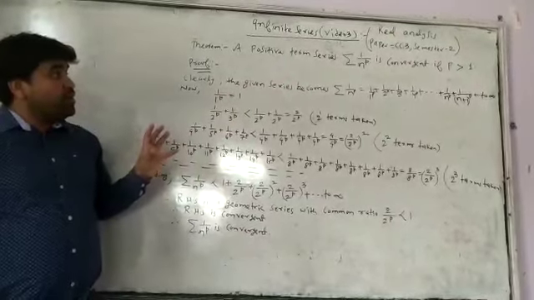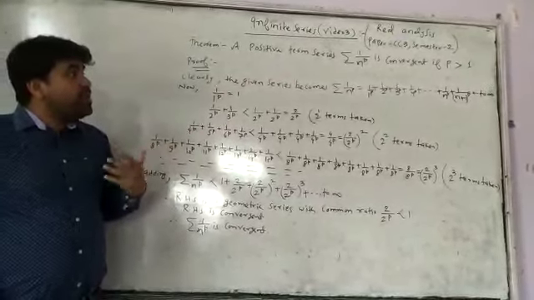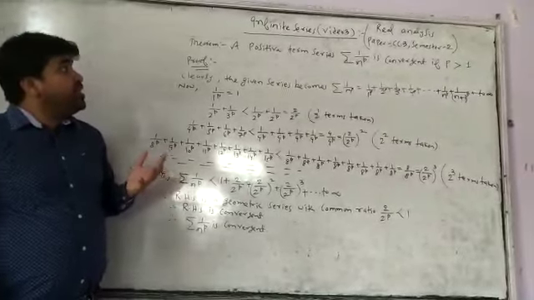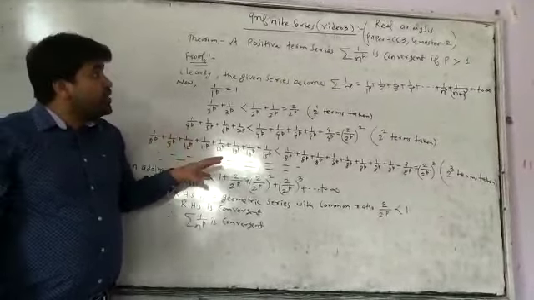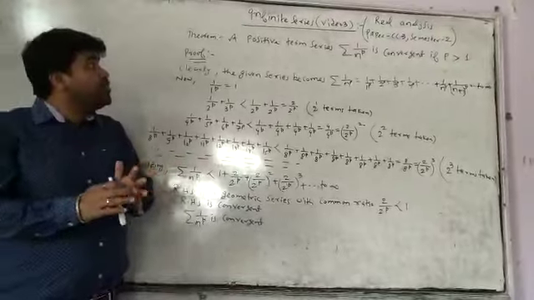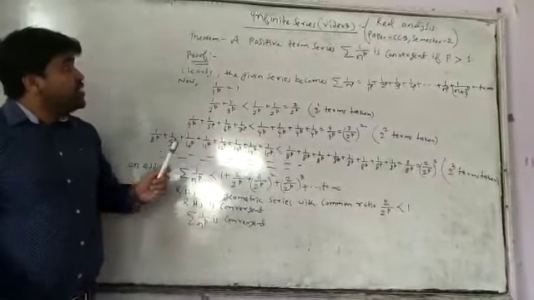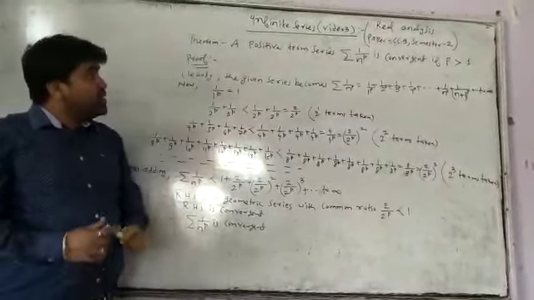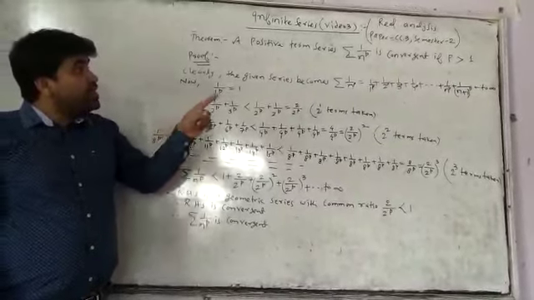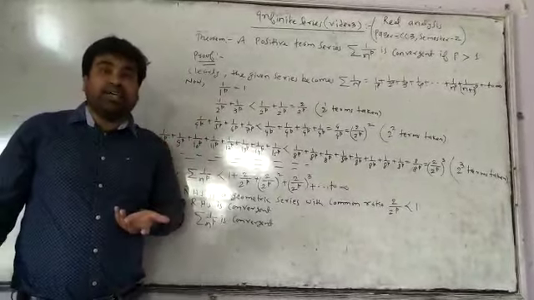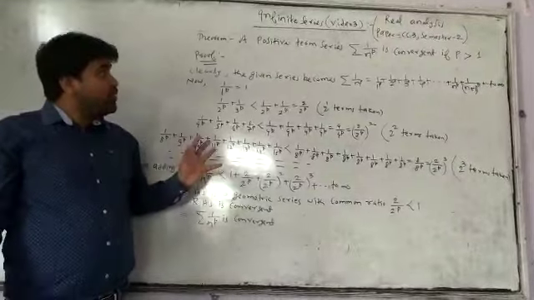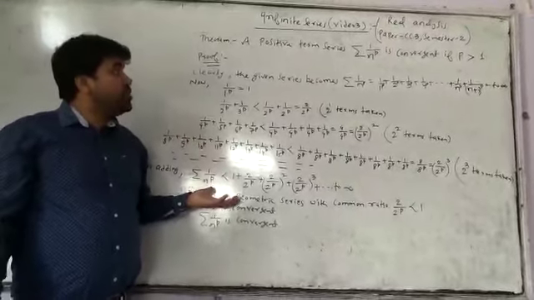So the theorem has been completed in all the cases in video 2 and video 3. If I combine video 2 and video 3, you see that sigma 1 by n to power p is convergent if p is greater than 1, otherwise it is divergent. So this is the completion of my video number 3.